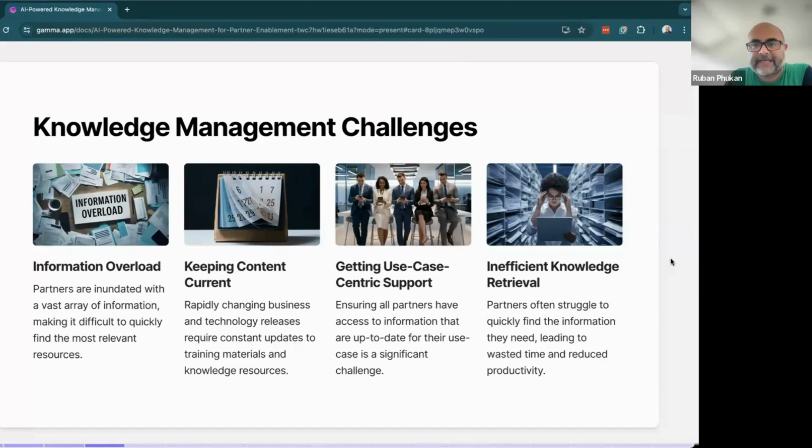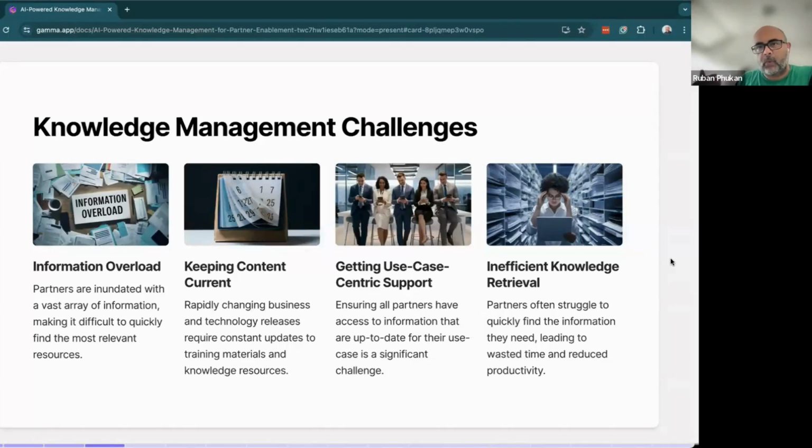And the final challenge is inefficient knowledge retrieval. Most of the traditional knowledge management systems or platforms have been primarily search driven. So you have a whole repository of information, and the way to access that information is through search.